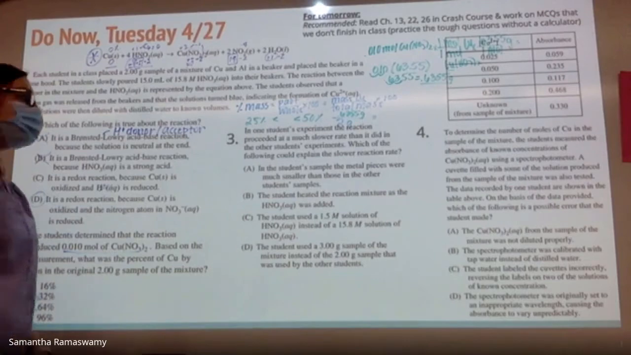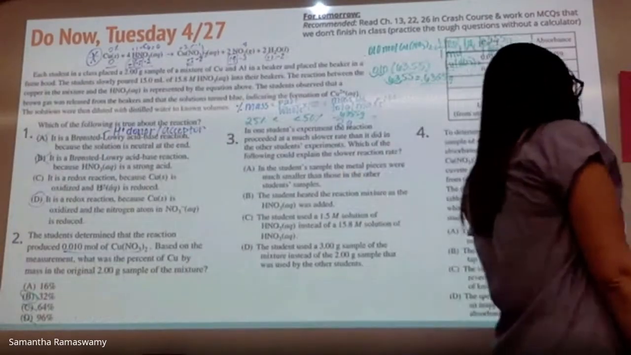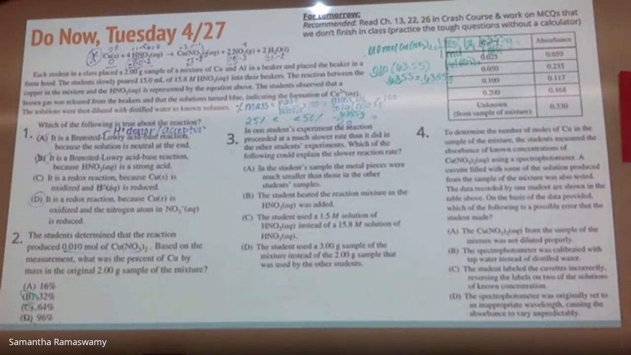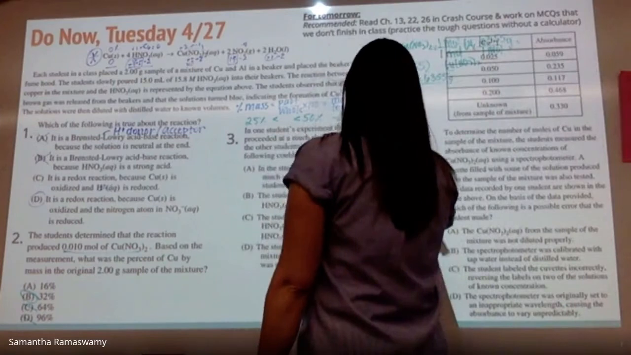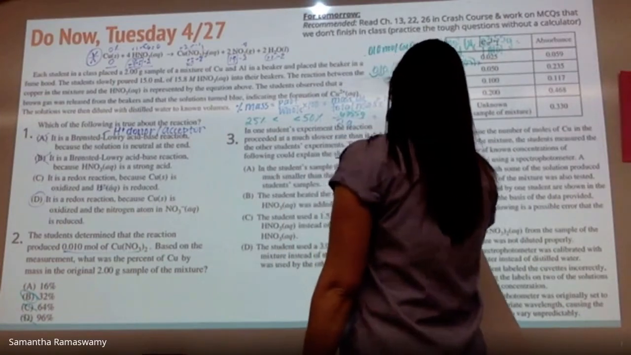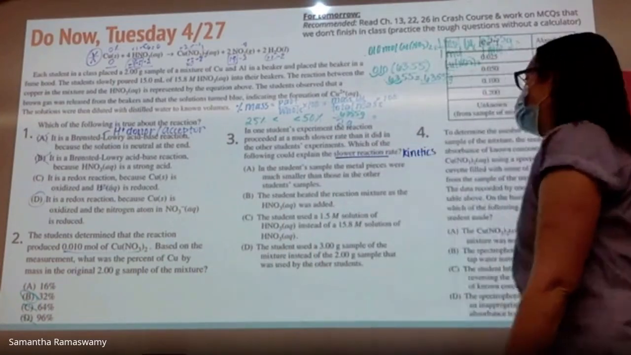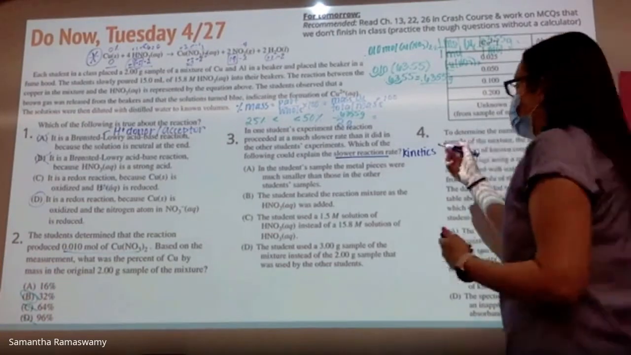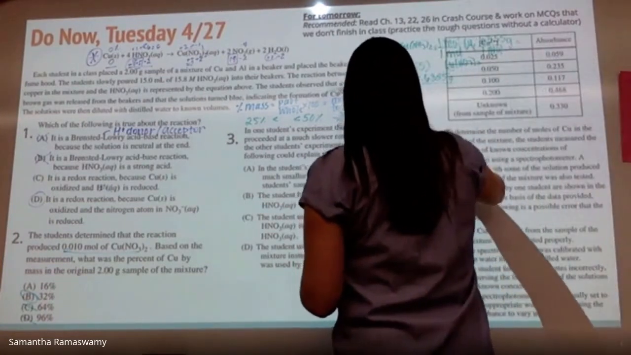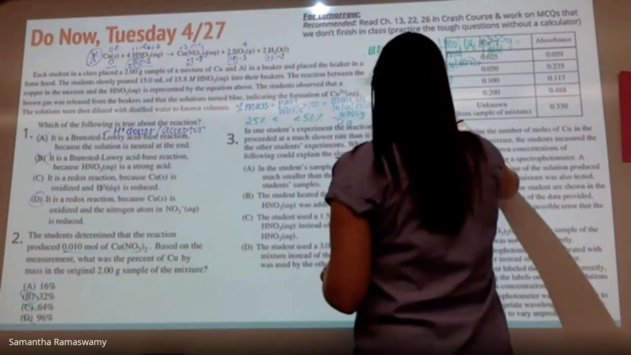Number 3, in one student's experiment, the reaction proceeded at a much slower rate than the other students. Which of the following could explain the slower reaction rate? So slower reaction rate means we're looking at kinetics. So we want to look at which of these answer choices would cause the rate to be slower. Remember, with reaction rate, we are thinking about collisions between reactants.